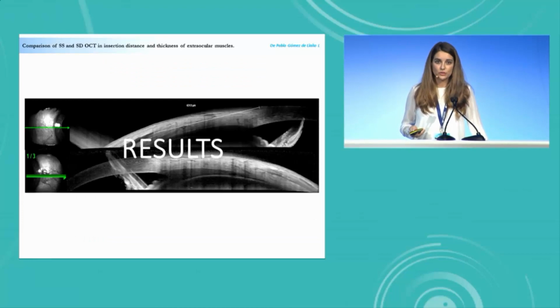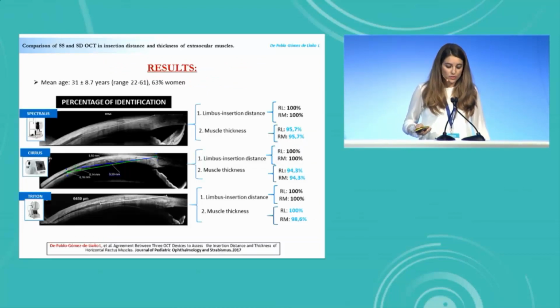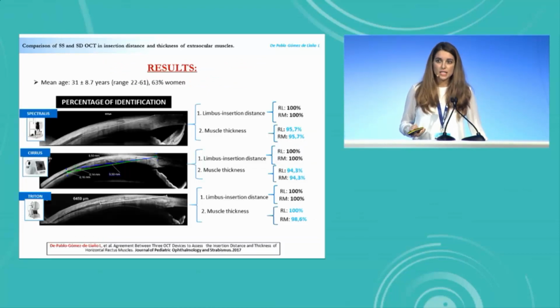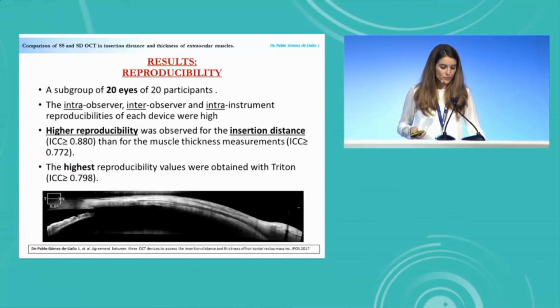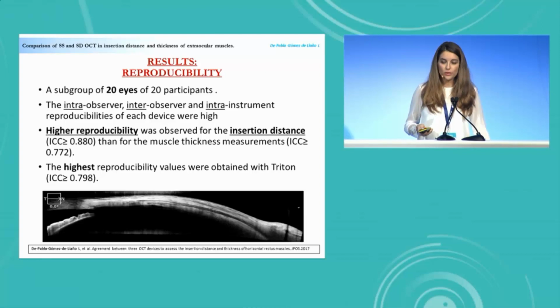And what about the results? We were able to measure the limbus insertion distance in all cases with the three devices. Meanwhile, the muscle thickness was measured in more than 94% of cases. The higher percentage of identification was with Triton. A subgroup of 20 eyes was randomly selected to assess the reproducibility. Higher reproducibility was observed for the insertion distance than for the muscle thickness measurements, and the highest reproducibility values were obtained with Triton.